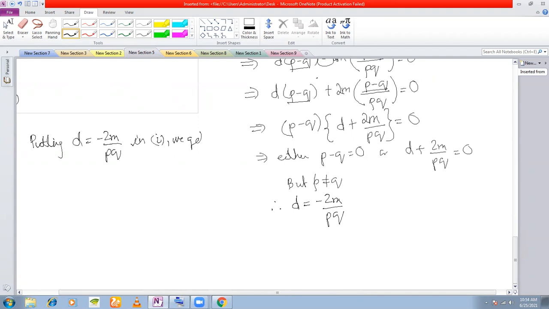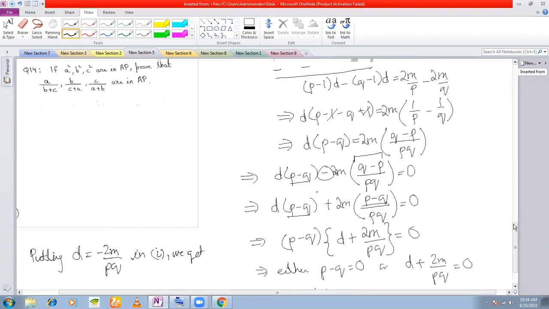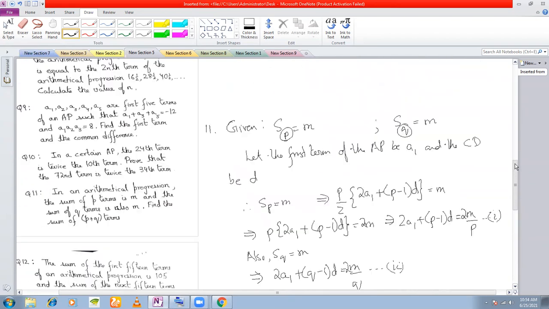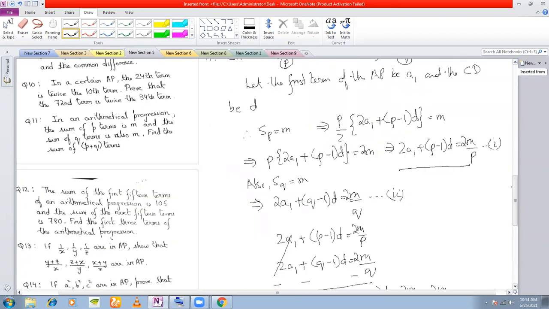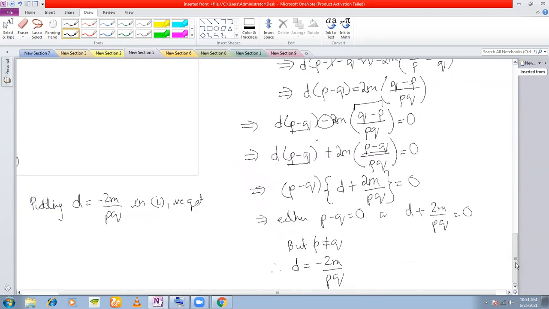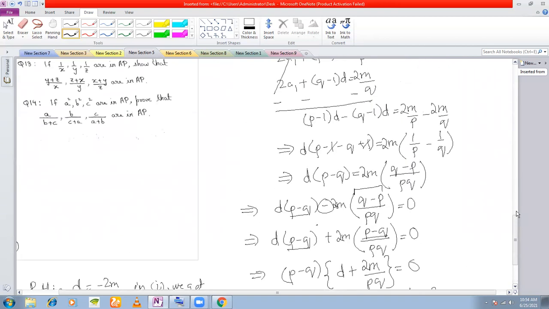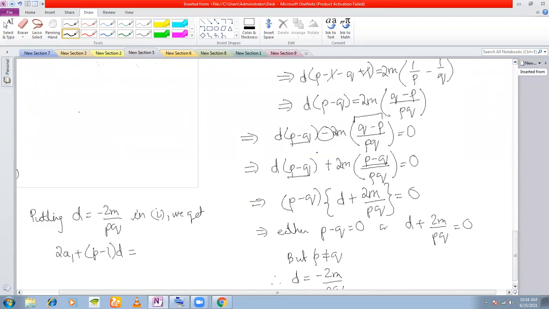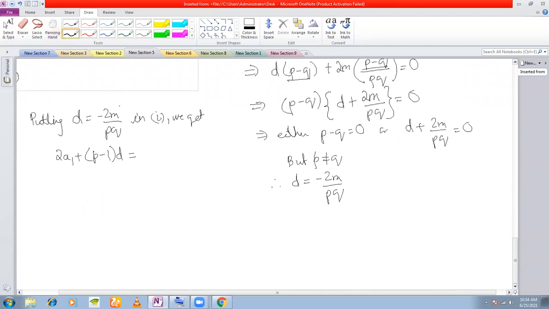We get 1 here, which is equation, this one. Put it here. You can put in 2 also, no problem. So you get 2A1 plus P minus 1 into D. This is the equation I'm writing, is equal to 2m by P.